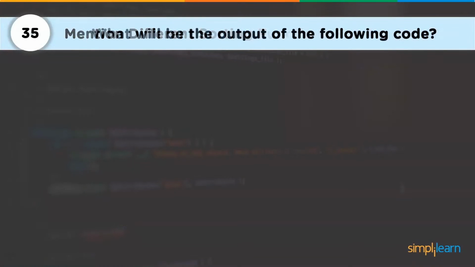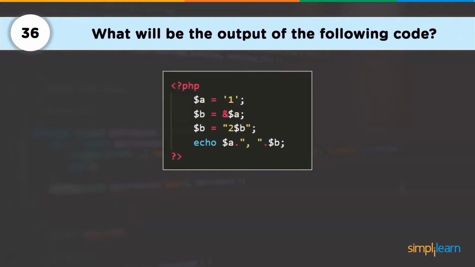Moving on, what will be the output of the following code? If this code is given, let me give you some time. Try to pause this video and think of what the output of the following code will be. The output of this code will be 21, 21. How did it happen? But before that, if you got it correct, congratulations.